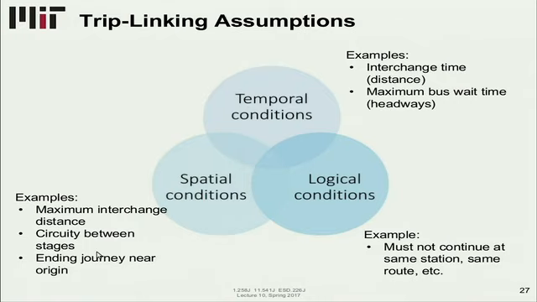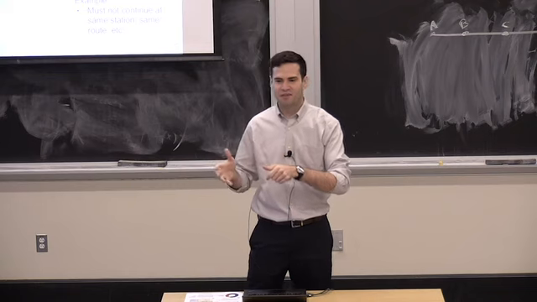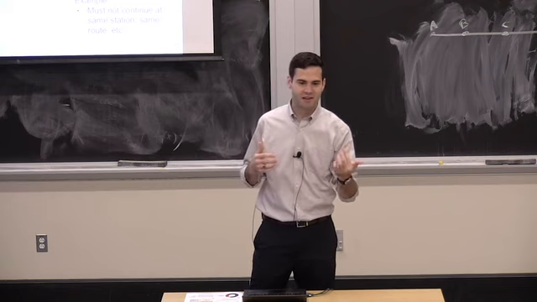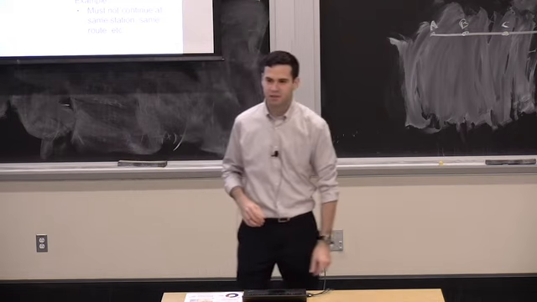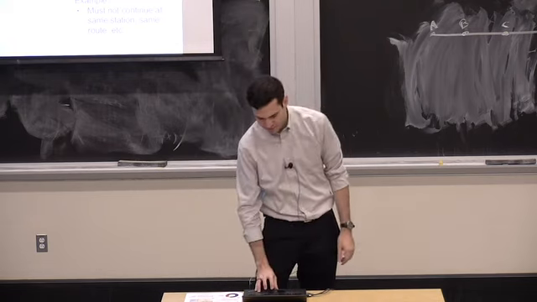And then circuity between stages. So if you, for example, board the same bus line going backwards, even if the time was short and the distance was short, you may have seen your friend and given your friend something and then hopped on the bus again. So it might have been a quick transfer. And therefore, we want to look at circuity to infer if that was a transfer or not.